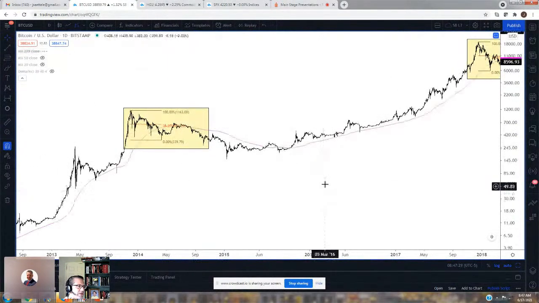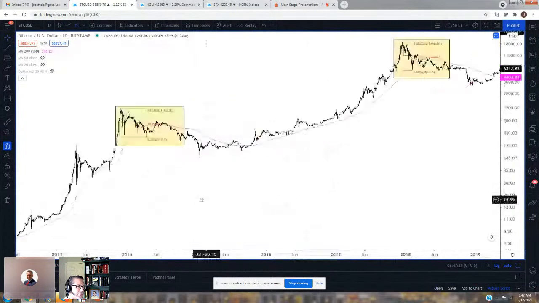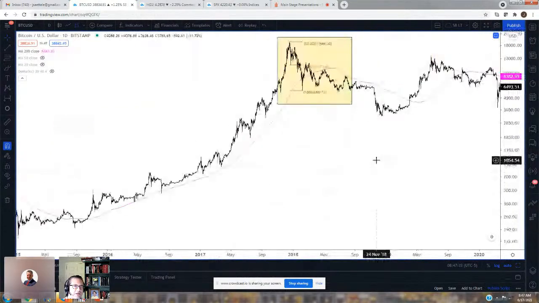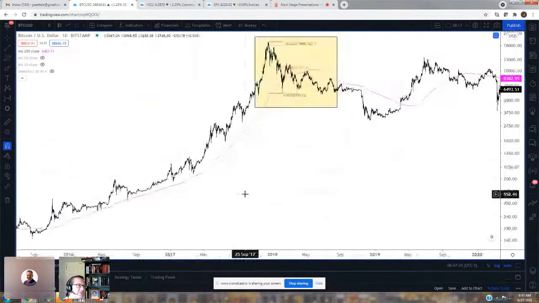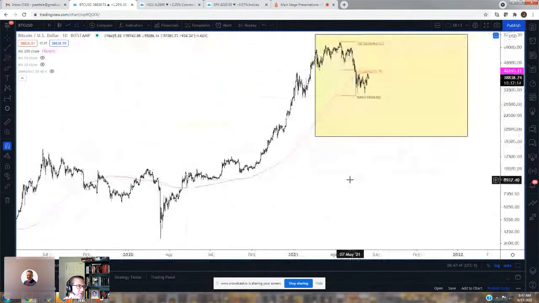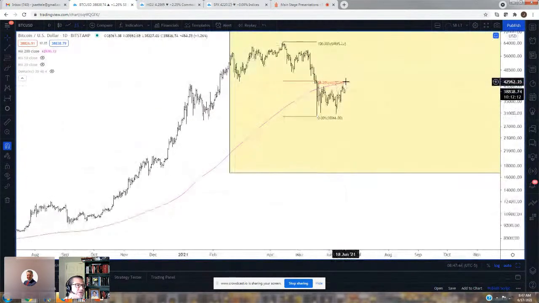Also, follow that 200-day average. It's kind of ridiculous how great the 200-day average works on Bitcoin, something that simple. I like to say there's elegance in simplicity. You can see here, 2013 or 2017 off the top, 200-day average. Here we are again. Let's get to that 200-day average.